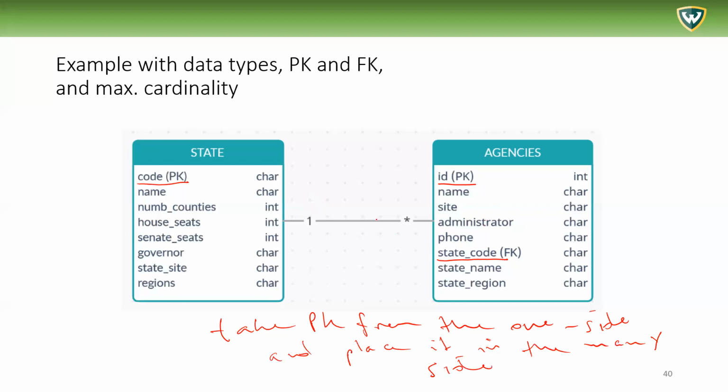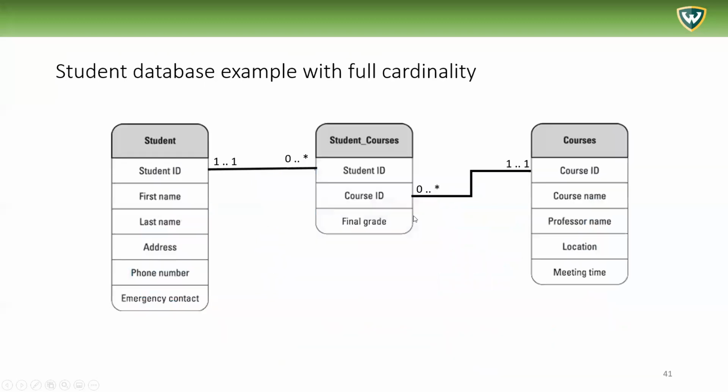So that's how we create the foreign relationship, and this is how we read the cardinality. Student database example with full cardinality. Okay, so just so you're understanding of the minimum and the maximum, because I brought this up and this is important for understanding these databases. This is the other kind of notation, the more UML class notation of minimum and maximum cardinality. And I'm just going to read it here to you.